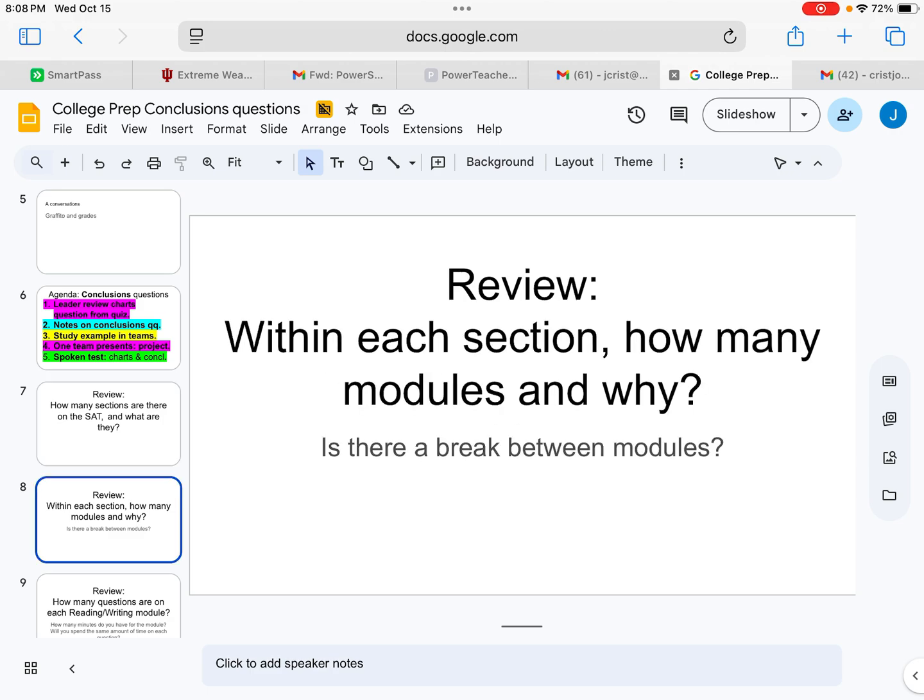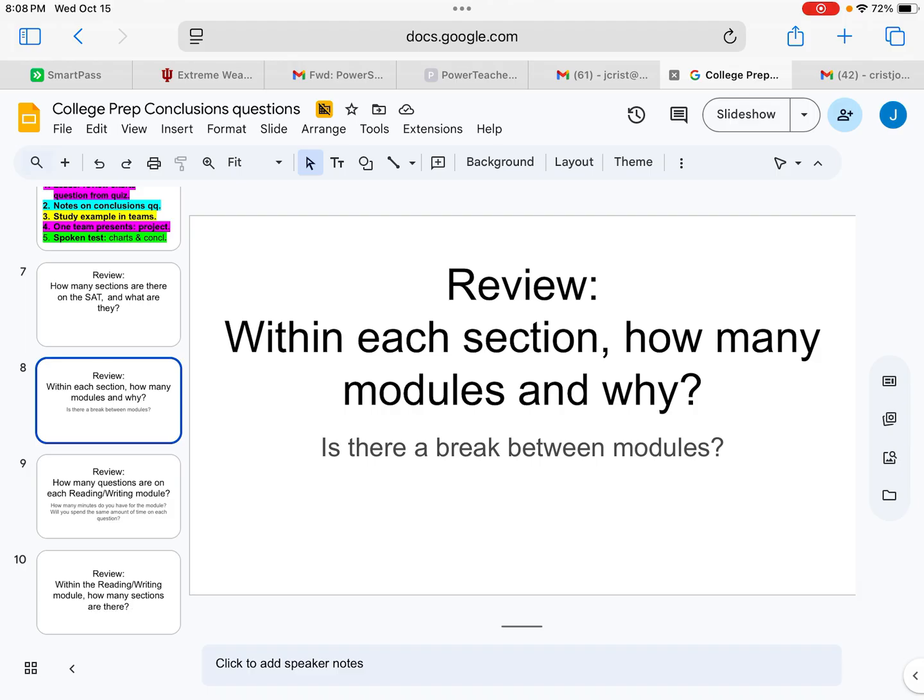Within each section, how many modules are there and why? So within each section, there are 2 modules. They look exactly the same. They have exactly the same kinds of questions in them. The first module is going to diagnose how well you're doing. The second module will be either easier or harder, depending on how you did on the first one. There is no break between them. The test will slide you straight from one module into the next.